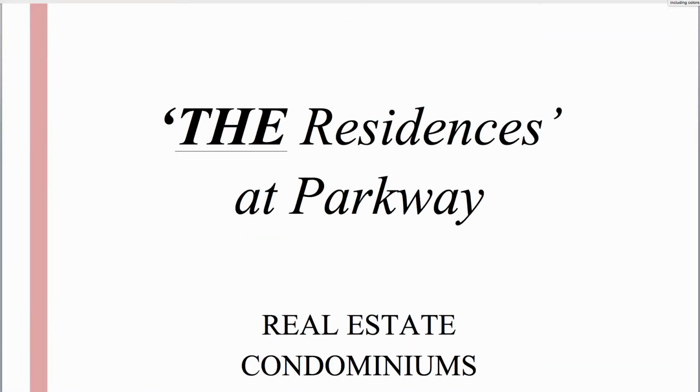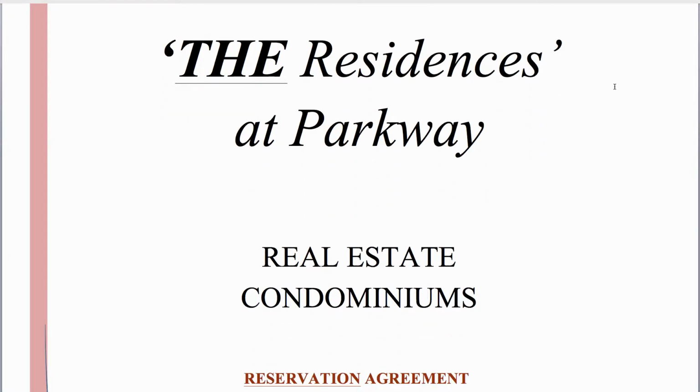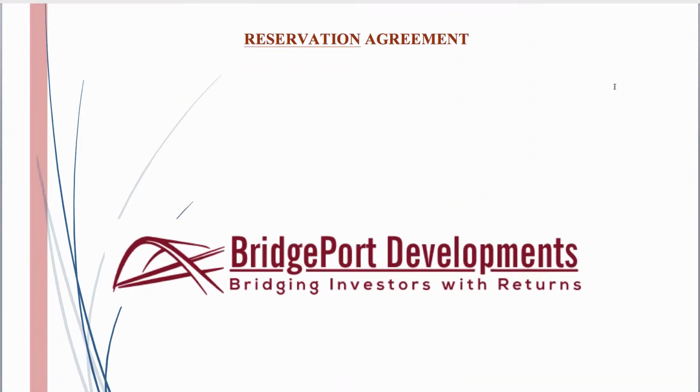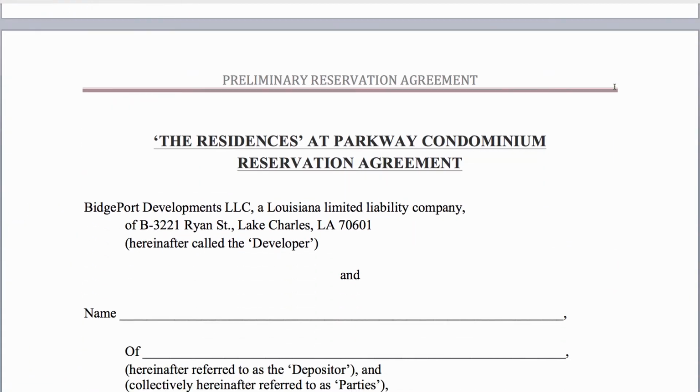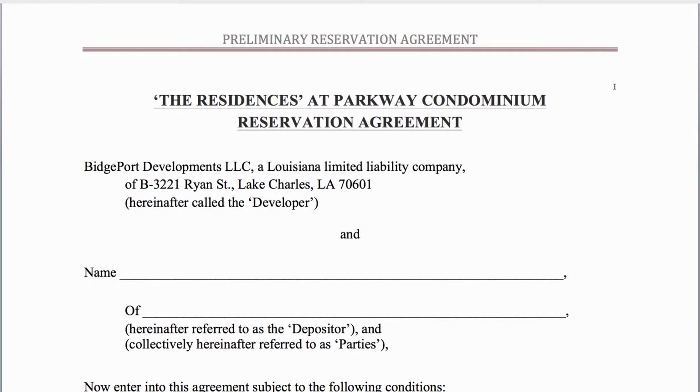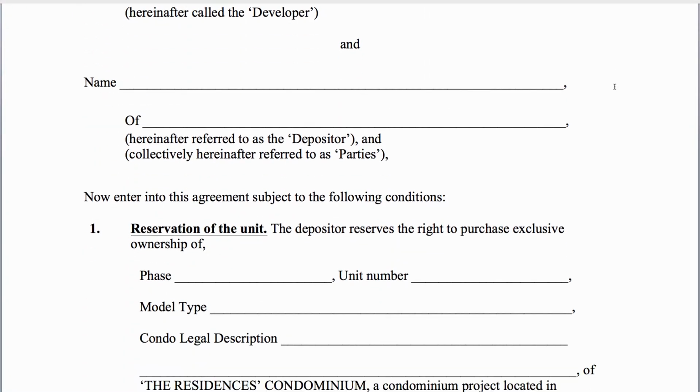Okay, so let's go through our contract almost line by line, just for me to make sure that everybody understands what we're working on at this point. So let's go. Reservation agreement, Bridgeport. Well, first of all, the reservation agreement is between Bridgeport Development LLC, our company from Lake Charles, hereafter called the developer, and yourself. So this is the depositor, the person that's giving a deposit on a property.